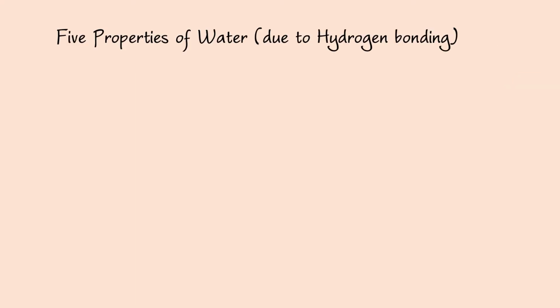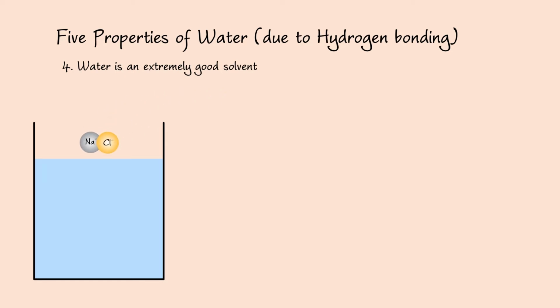Now let's move on to talk about the fourth property of water. Water is an extremely good solvent. Before we discuss why water is a good solvent, let's briefly go over some definitions. If we start adding sodium chloride to a beaker of distilled water, the sodium chloride dissolves. We have just prepared a solution of sodium chloride.